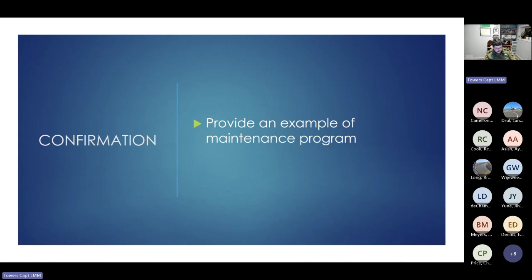"50-hour inspection," and what aircraft is this for? Can anyone tell me the maintenance program that we have for the gliders?